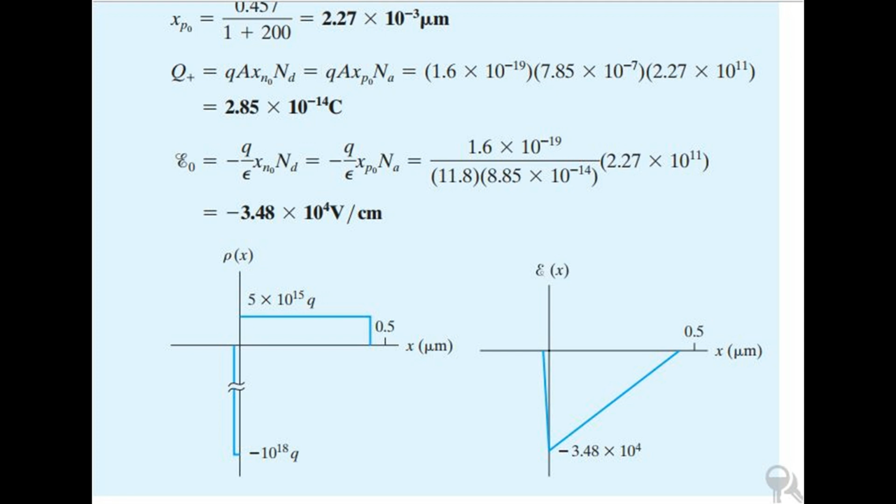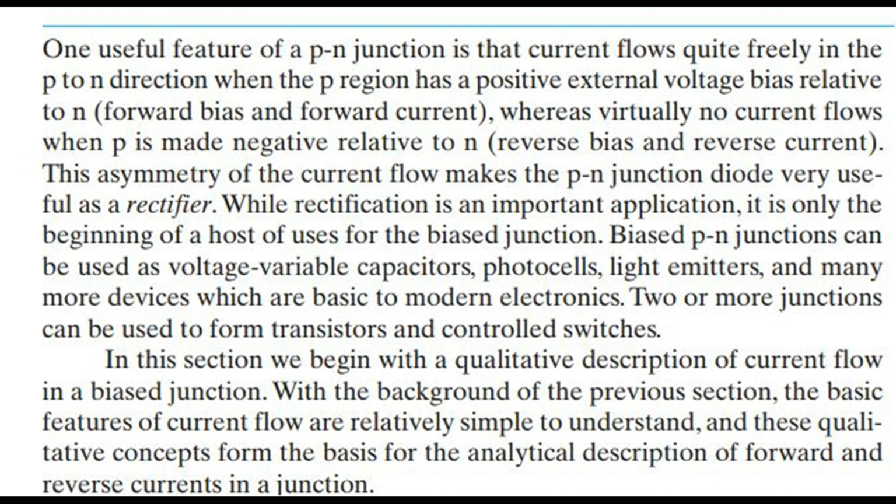While rectification is an important application, it is only the beginning of a host of uses for the biased junction. Biased p-n junctions can be used as voltage variable capacitors, photocells, light emitters, and many more devices which are basic to modern electronics. Two or more junctions can be used to form transistors and controlled switches.